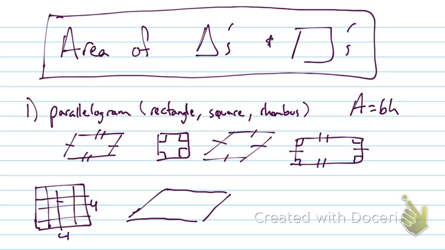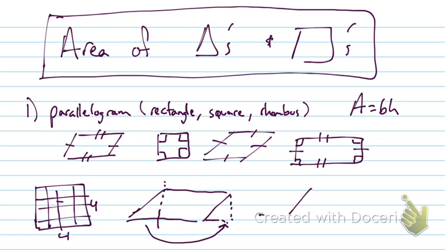Let's say you had your favorite device to cut things: a chainsaw, scissors, a shank. And you cut this guy right here. Boom. You just lop off a triangle. And then you take that triangle and you stick it right there. Look what you've got. You've got yourself a rectangle, which is just area equals base times height.